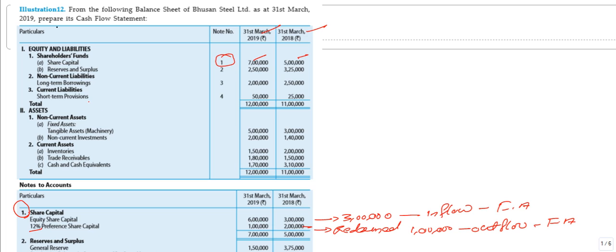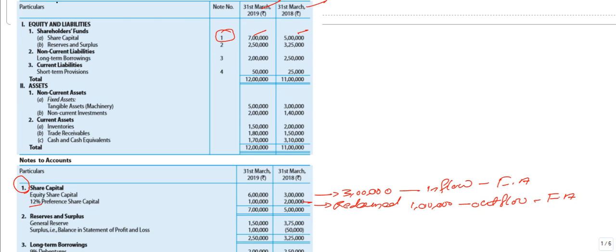So next one is the reserve and surplus, 3,25,000 and 2,50,000. The note number is there, so we have to go to the note number. General reserve, 3,75,000 was here, now it is 1,50,000. So 2,25,000 rupees we took from the general reserve for some purpose. Actually, if we are transferring an amount to the general reserve, we used to add back. Here, what to do? We have to deduct that amount from our surplus to calculate net profit before working capital changes.